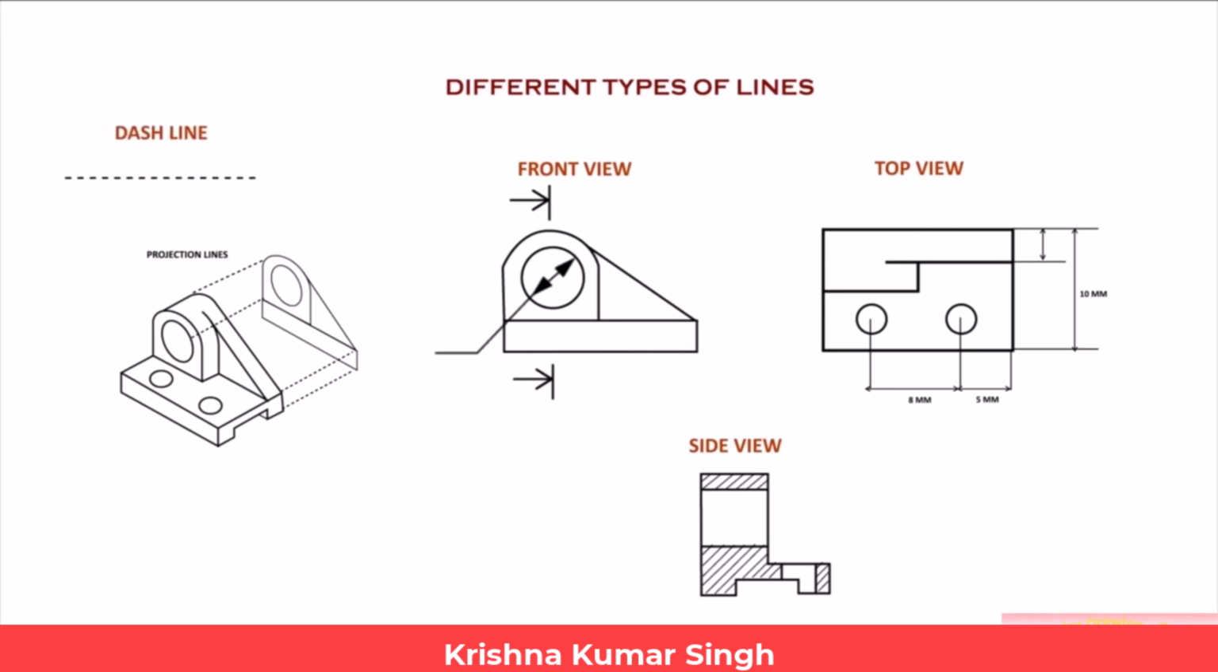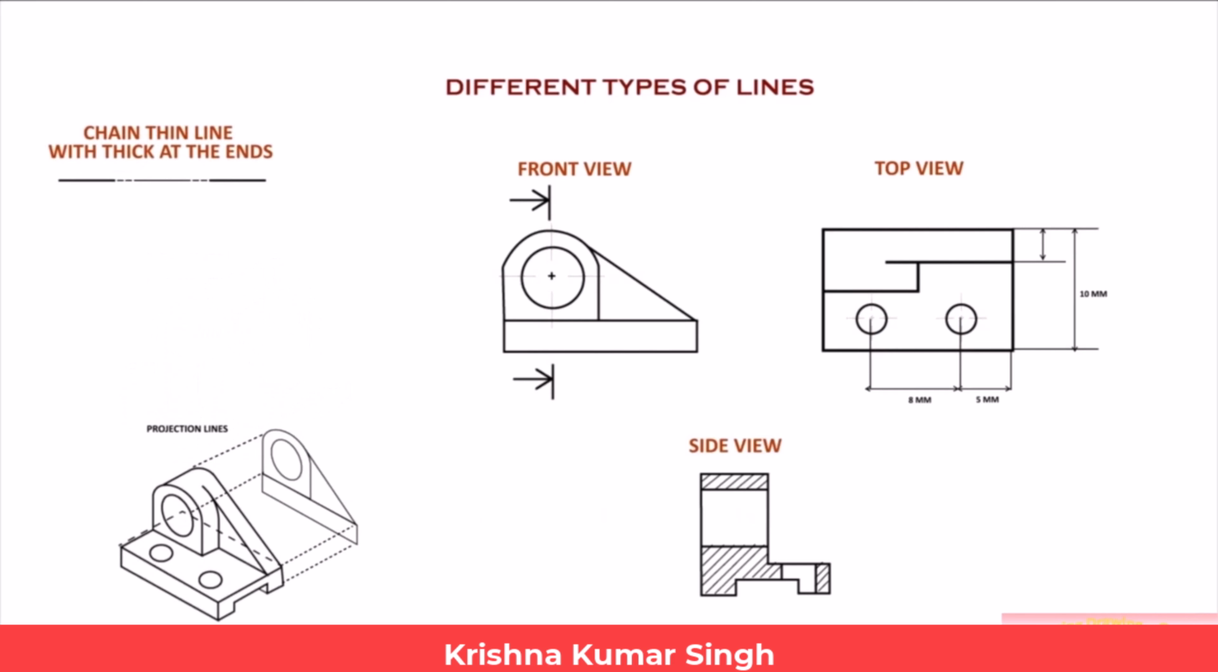Dash line. This line is used to show hidden edges of the main object. Chain thin line. This line is used to represent central lines for circles and arcs. Chain thin line with thick at the ends. This line is used to represent the location of a cutting plane.